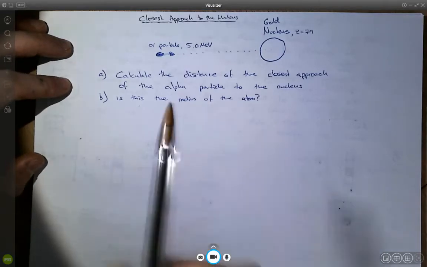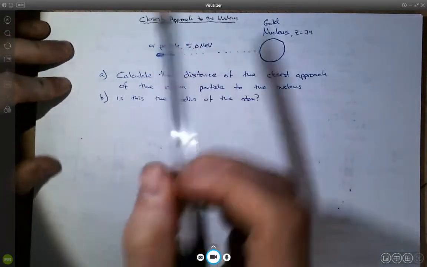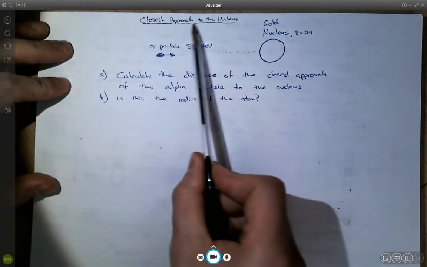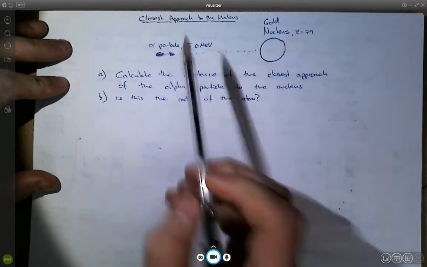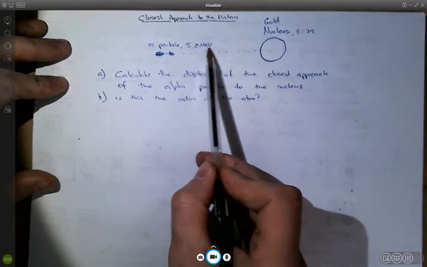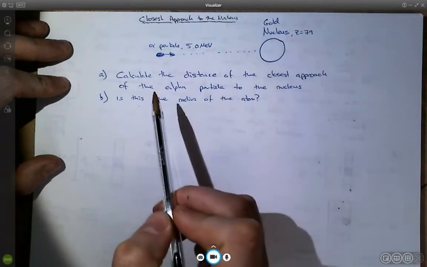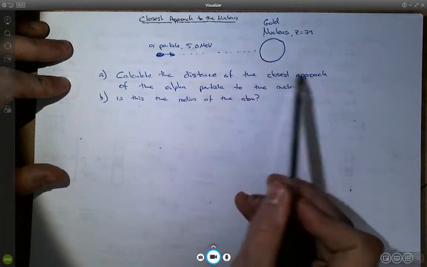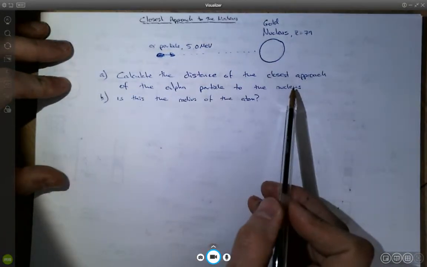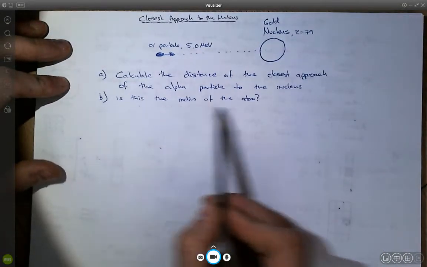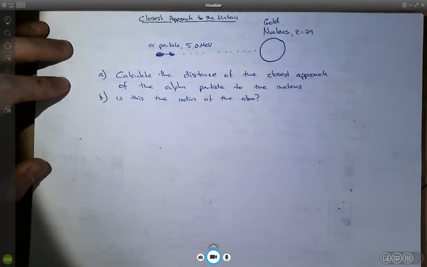In this video, we're going to look at a classic problem in nuclear physics, the closest approach to the nucleus. So here is an alpha particle with 5 MeV of energy traveling to the right towards a gold nucleus. Calculate the distance of the closest approach of the alpha particle to the nucleus. And then part B, is this the radius of the atom? Pause the video now and try this question.